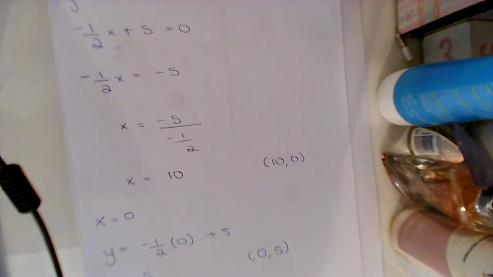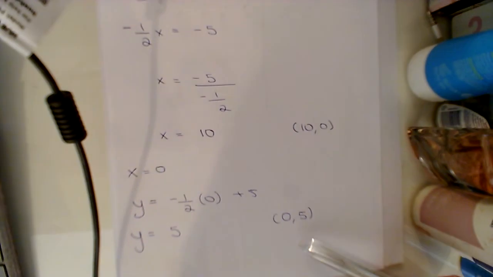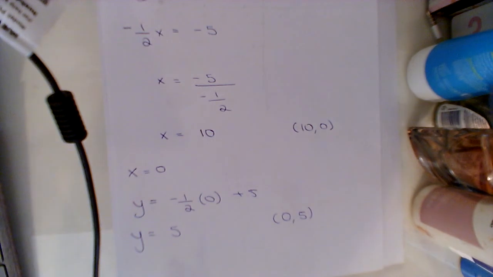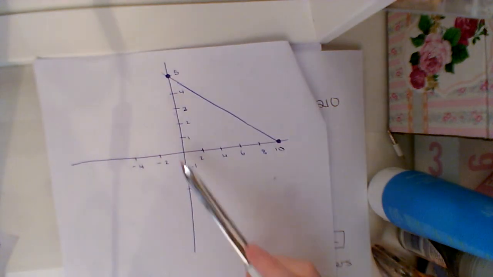Okay, then I have y is equal to minus 2x plus 4. So first of all, I'm going to let x equal to 0. So when I let x equal to 0, I have y is equal to minus 2 bracket 0 plus 4. Y is equal to 4. So that coordinate is 0, 4.